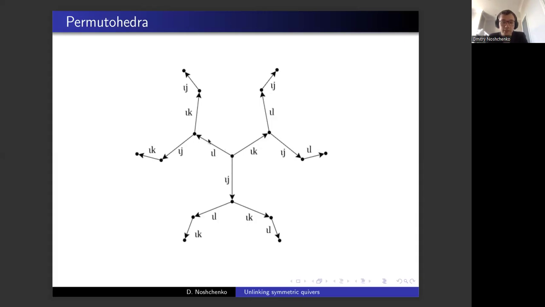And then for every path here, we just permute j, k, and l. So all such paths are just permutations. So here we have l, j, k, iota l, iota k, iota j, and so on and so on. And now the statement is that the resulting 6 quivers would form permutohedron pi 3.